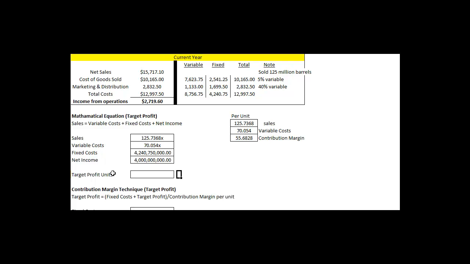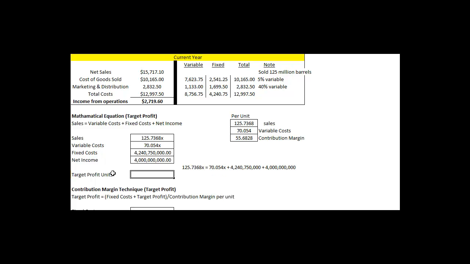So the formula would look something like this. We're going to sell each one for 125.7368. We don't know how many we're selling. We're going to set that equal to the variable cost of 70.054x plus my fixed cost of 4 billion, 240, 750, plus, I missed some zeros here, plus the profit now of 4 billion.